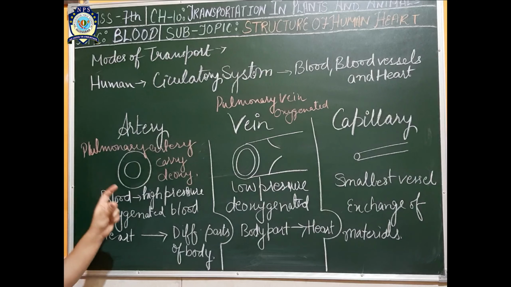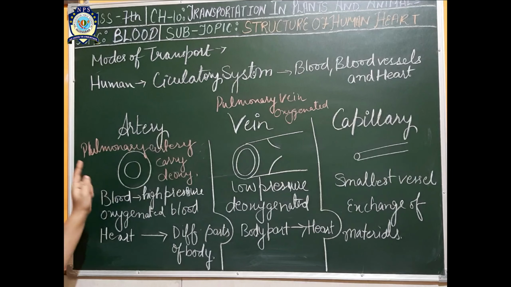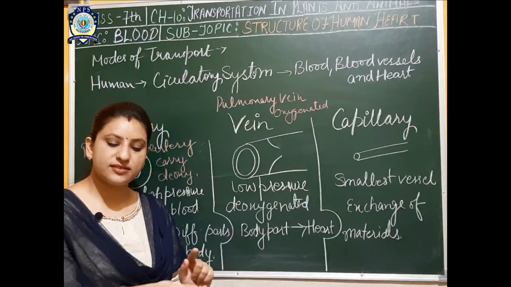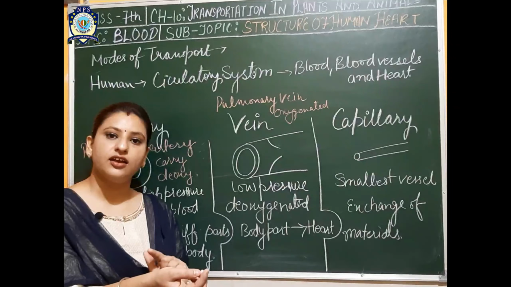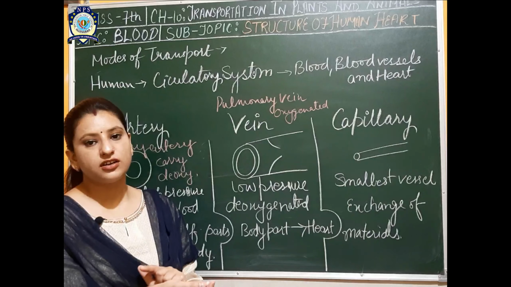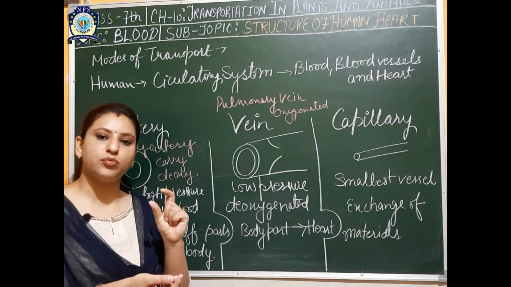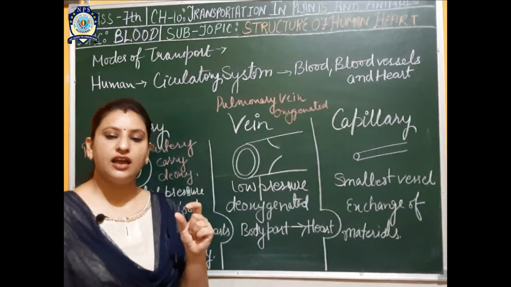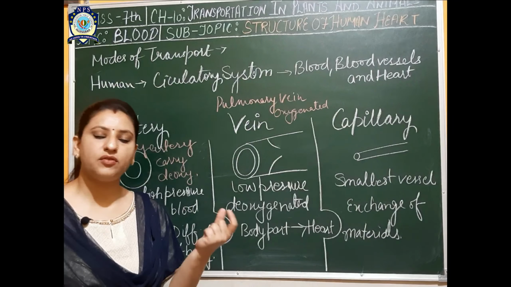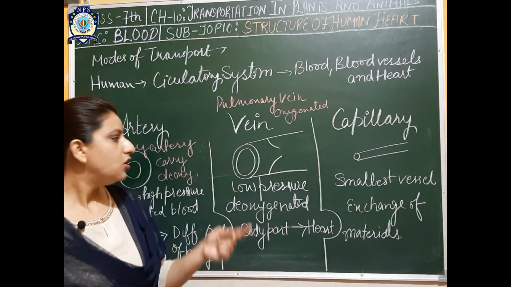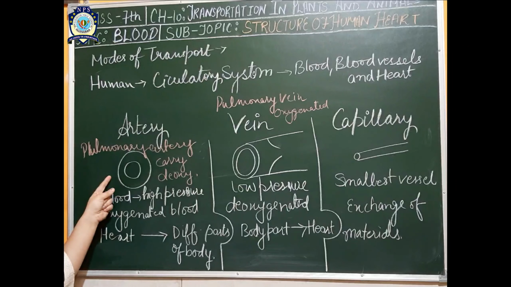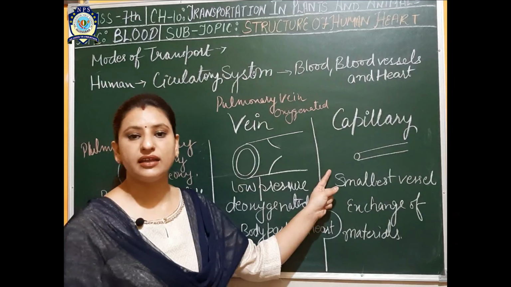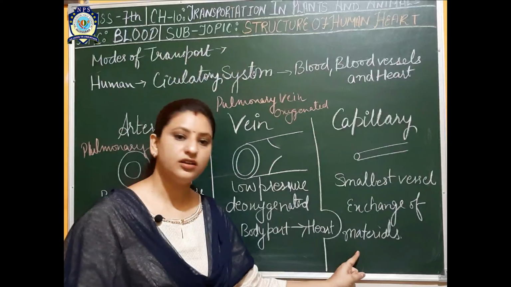Also, there is one more feature: arteries are embedded deep in the skin because they are carrying oxygenated blood, and veins are superficial. You can see different colors of vessels running just beneath the skin, dark and light, greenish and bluish veins. And why are they greenish and bluish? Because they are carrying deoxygenated blood. So veins are superficial and arteries are embedded deep inside, and the capillaries are present mainly in the organs for the exchange of materials.